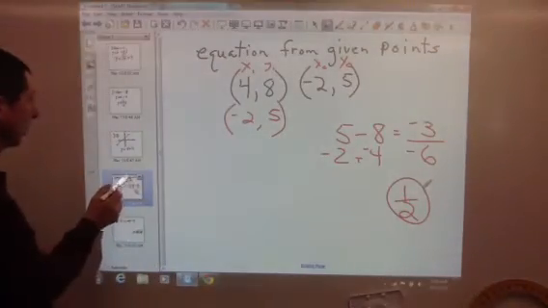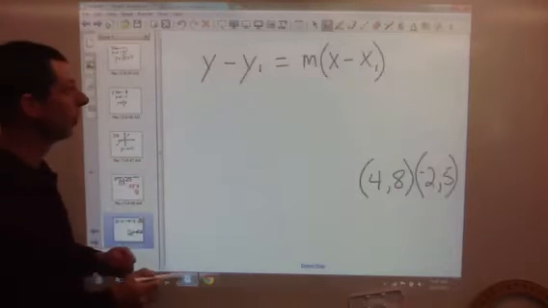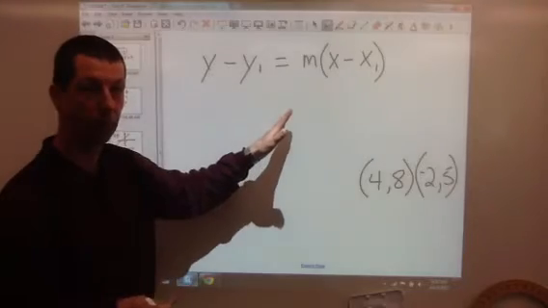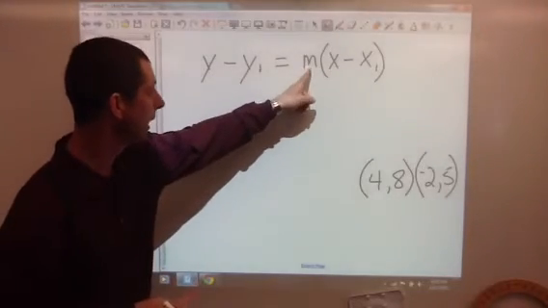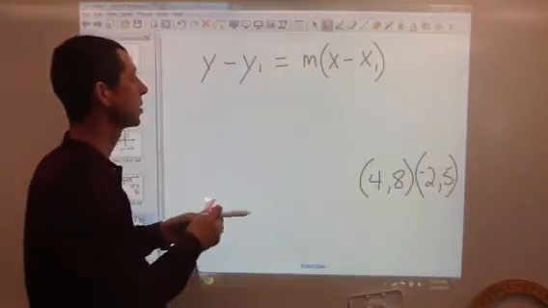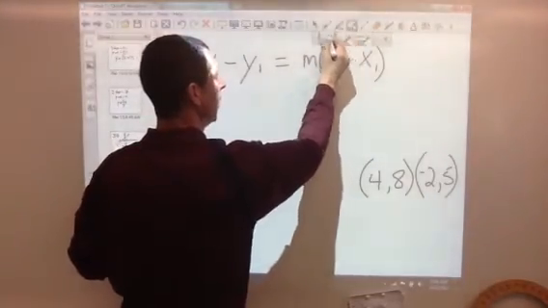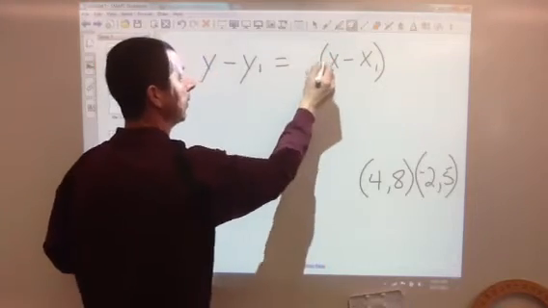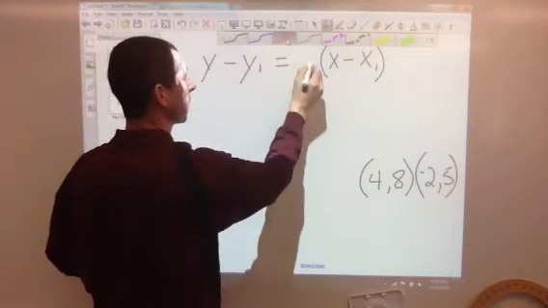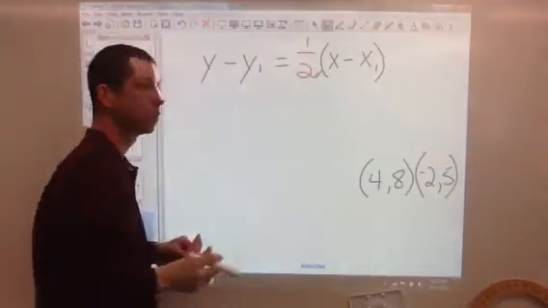Okay, so let me go to the next screen here. Let's see, right here. Okay, so I found my slope now. My slope is this right here, 1/2. I put it in here. So what I'm going to do is erase this M out of here, and I'm going to put 1/2 in here. Okay, that was the slope.